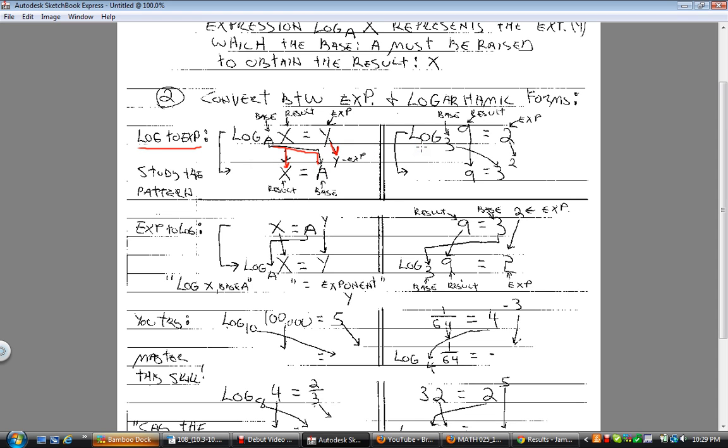You might come over here and try one with numbers instead of letters. This says log base 3 result 9 equals 2. If you're going to convert that to exponential format, again my first step is to drop the result down. So there's the 9. 9 equals the base, which is 3, raised to the exponent 2. And of course 3 squared does produce the answer 9. One example of that.